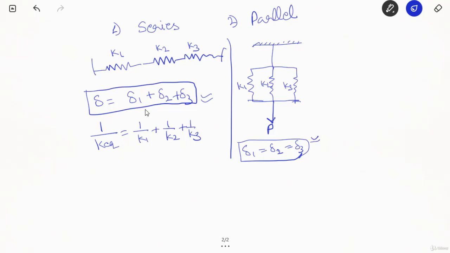Now, if we talk of equivalent stiffness in terms of parallel arrangement, it will be K1 plus K2 plus K3, right? So this is the arrangement of different systems. Okay. Now, let us see how we will find out the natural frequency in any system, right?